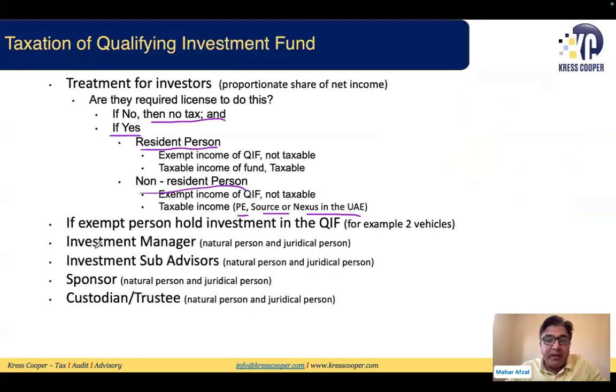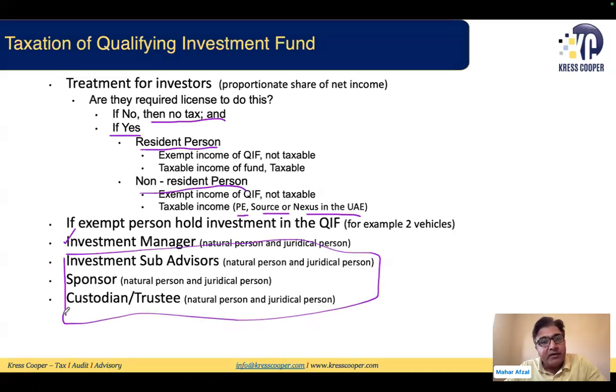The same treatment, by the way, will be for the investment manager, advisor, sponsors, and trustee that we have discussed, because these are the people who are getting fee for their services. The treatment will be the same as the investment manager. Nature of income can be different.